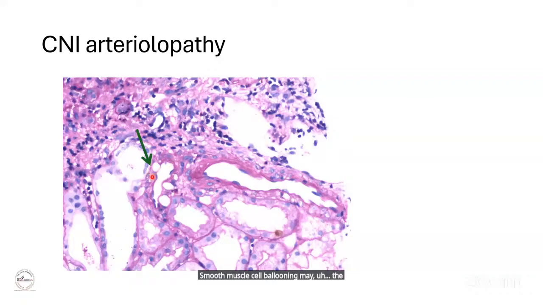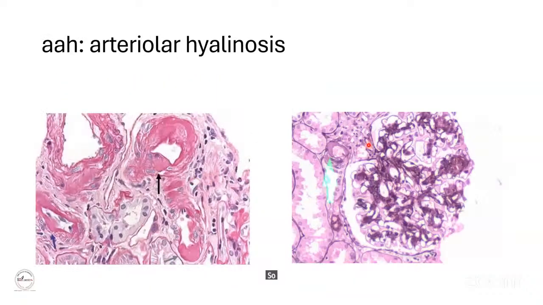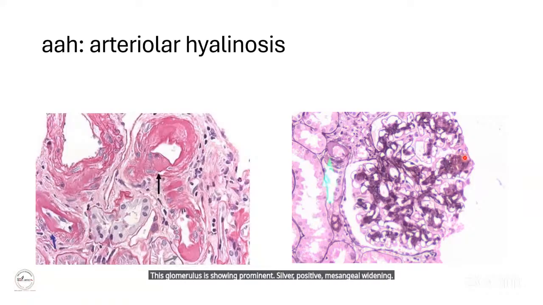The smooth muscle cell ballooning is seen, and also the smooth muscle cell hyalinosis. So this is the case of diabetic nephropathy. This glomerulus is showing prominent silver positive mesangial widening, focally exceeding the diameter of adjacent capillary lumina and forming an early KW nodular lesion. These changes also we have to see to differentiate and look at this.